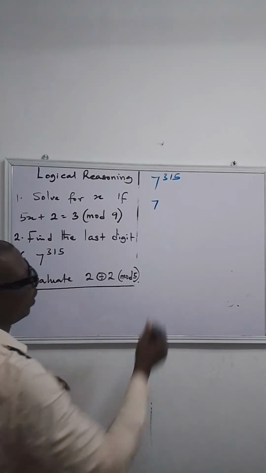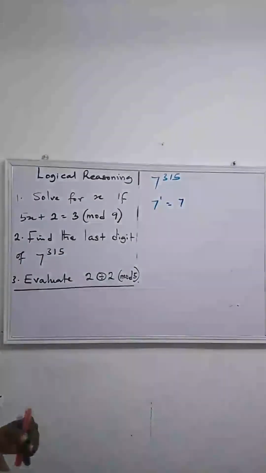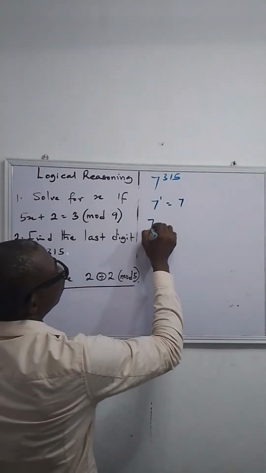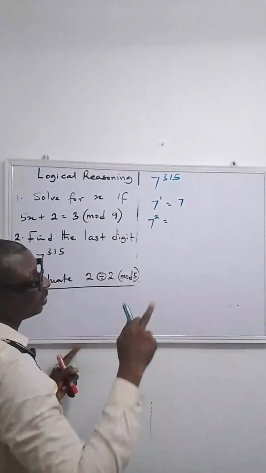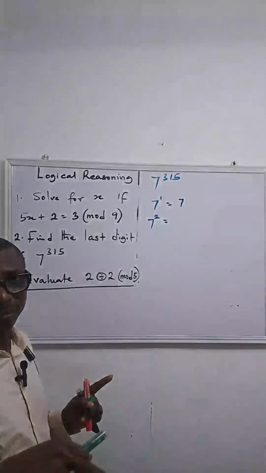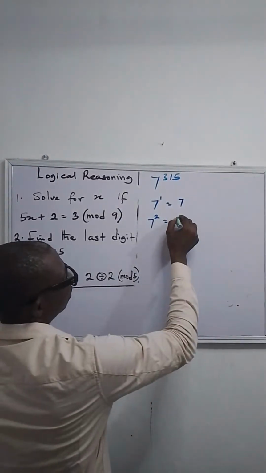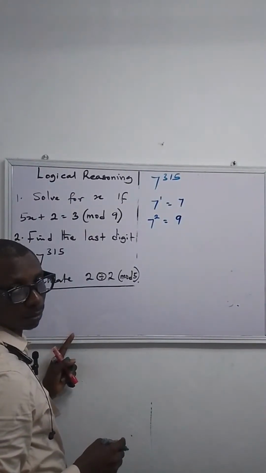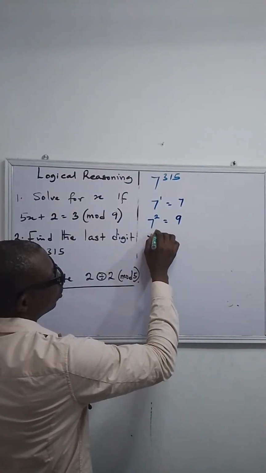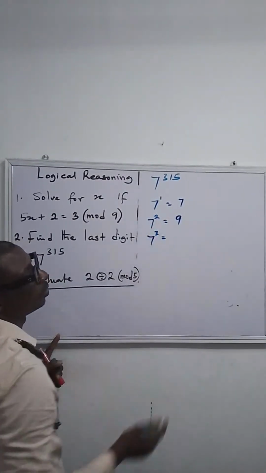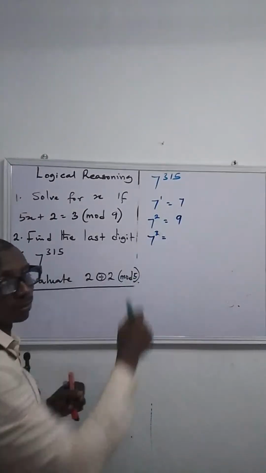So we have 7 raised to the power of 1, which is going to give us 7. 7 raised to the power of 2 is going to give us 49. So that means the last digit is going to be 9, because 7 times 7 is 49. The last digit is 9. Okay, so what's the next one? 7 raised to the power of 3. So we continue like this until we get to another one that's going to give us 7.